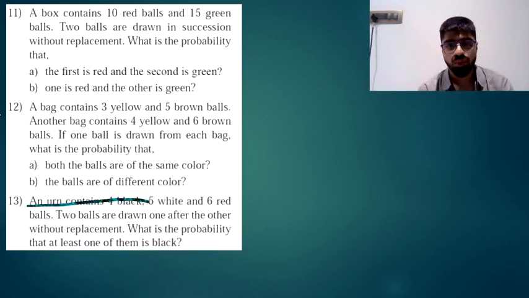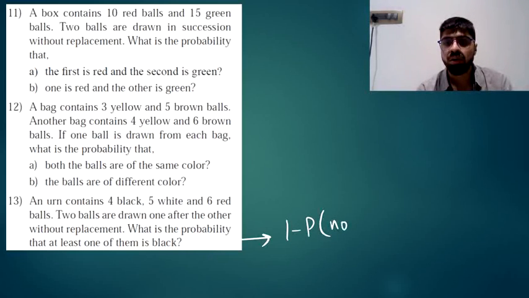An urn contains 4 black and 5 white balls and 6 red balls. 2 balls are drawn one after the other without replacement. What is the probability that at least one of them is black? Okay, so let's calculate this in the reverse way. That is, we will say 1 minus probability of no ball being a black ball. Okay, so we want no black. So 1 minus probability of no black.